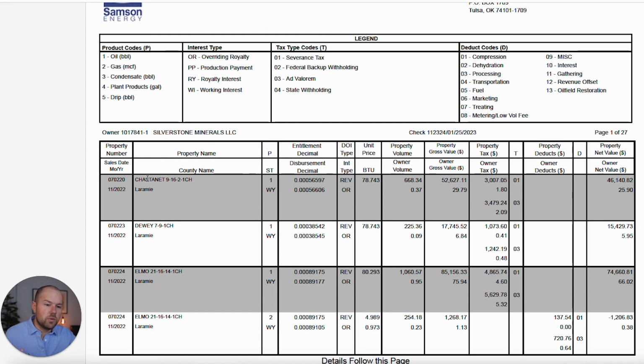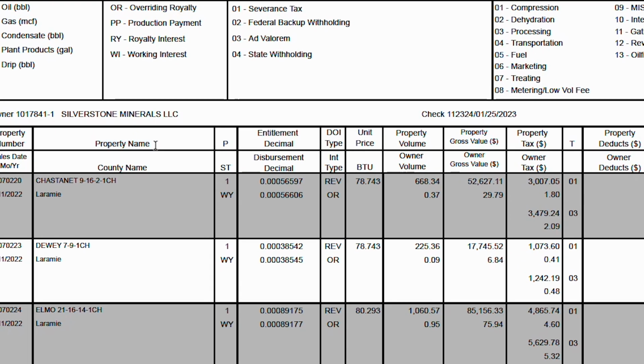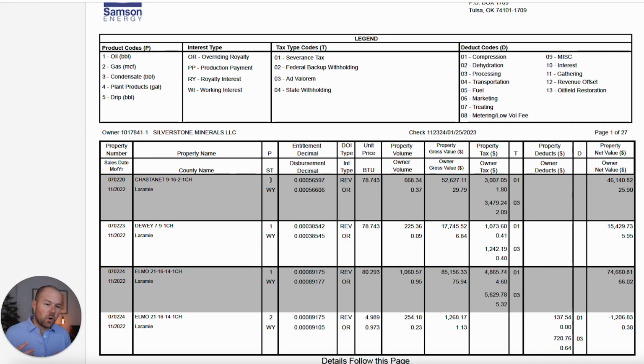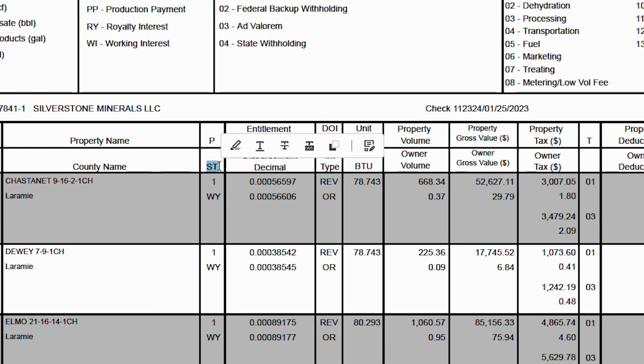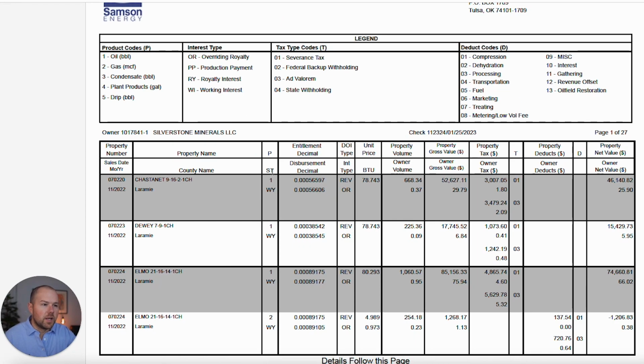Next to the production month, we have the well name. The way that this is organized, the property name is listed above and the county name is listed below. So this Chassenay well, with the full well name and numbers, is located in Laramie County, Wyoming. If we move over to the right, we see a P and an ST. P, we can see up here, stands for product codes, and ST stands for state, and you can see that these wells are located in Wyoming.